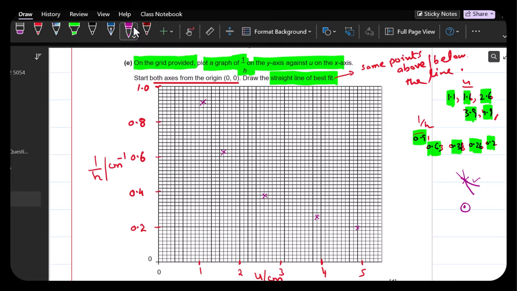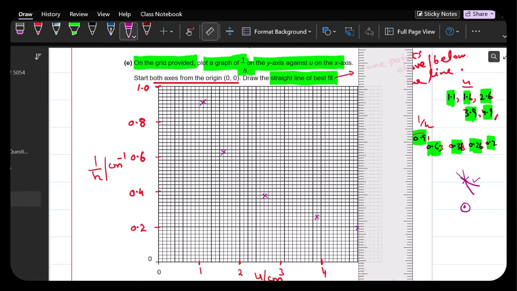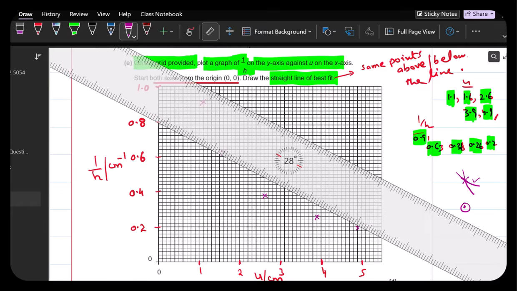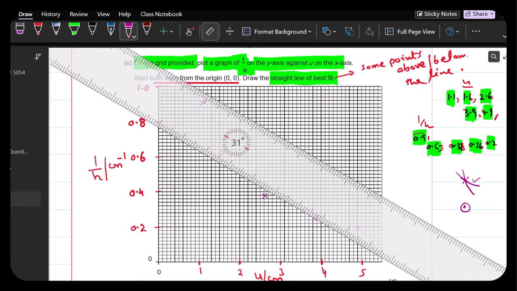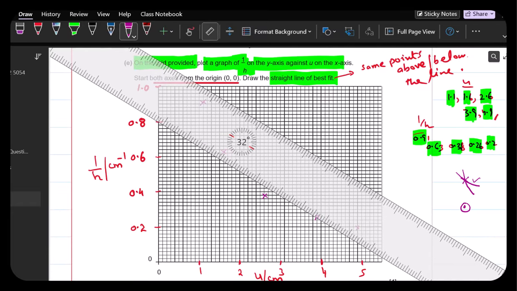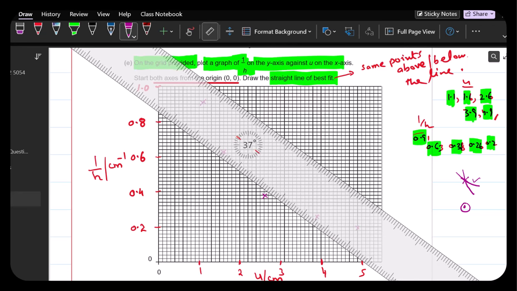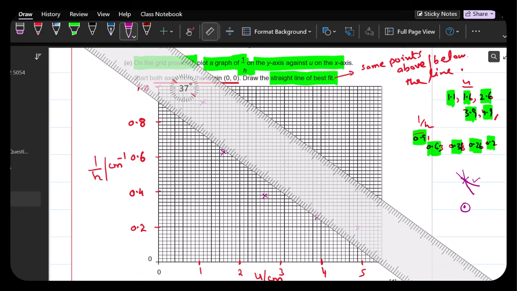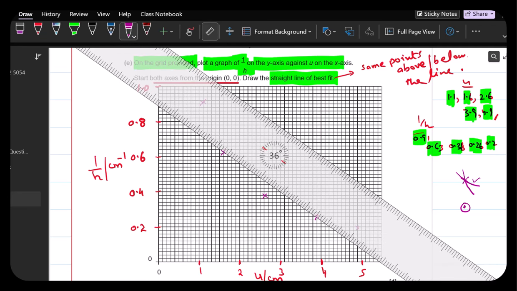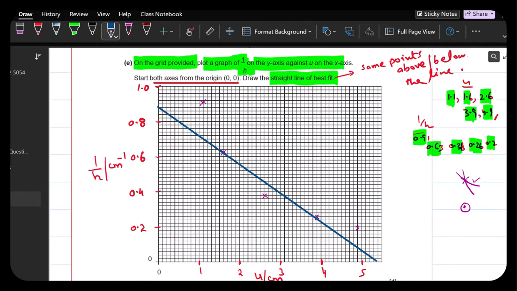So we have to draw the best fit line. So the same number of points above and below the line. So it would be somehow going to be like this. Yeah, it would be, the best point is here. So I'm going to draw a line here like this. So this is the best fit line.